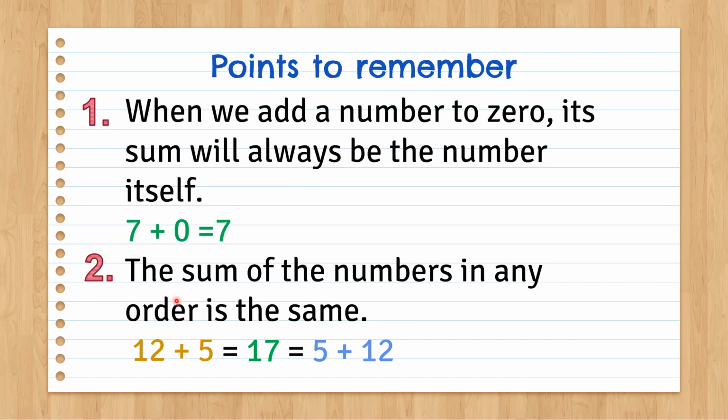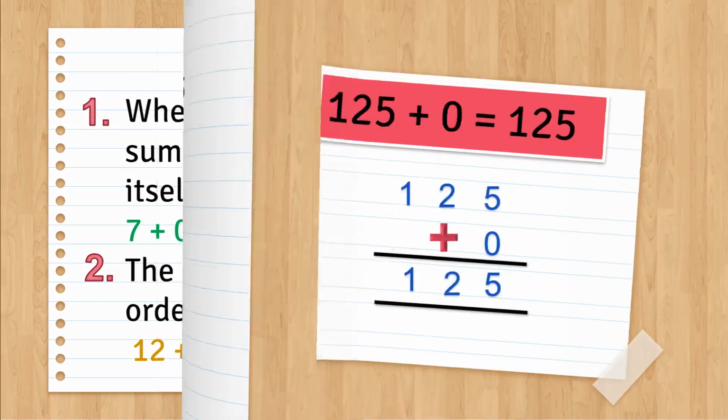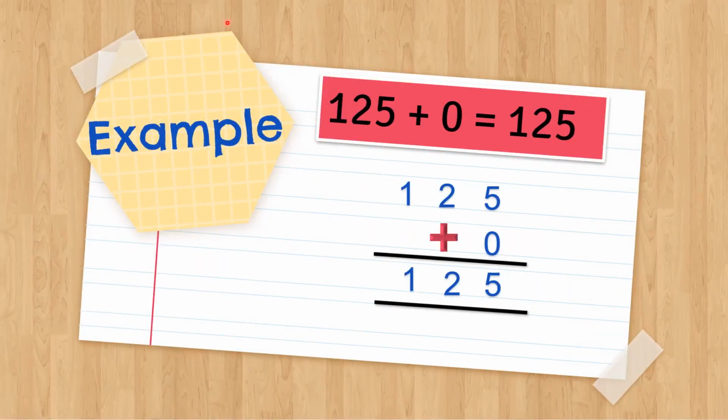Second, the sum of numbers in any order is the same. 12 plus 5 will be equal to 17. Either way, 5 plus 12 will also be equal to 17. Like 125 plus 0 will be equal to 125.